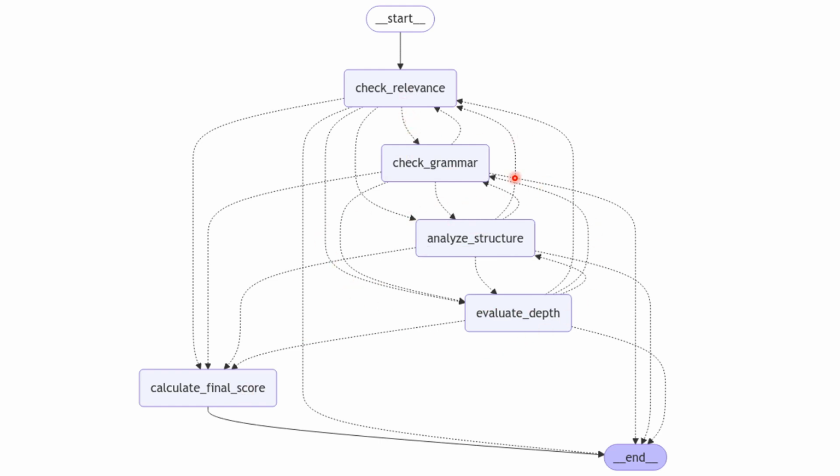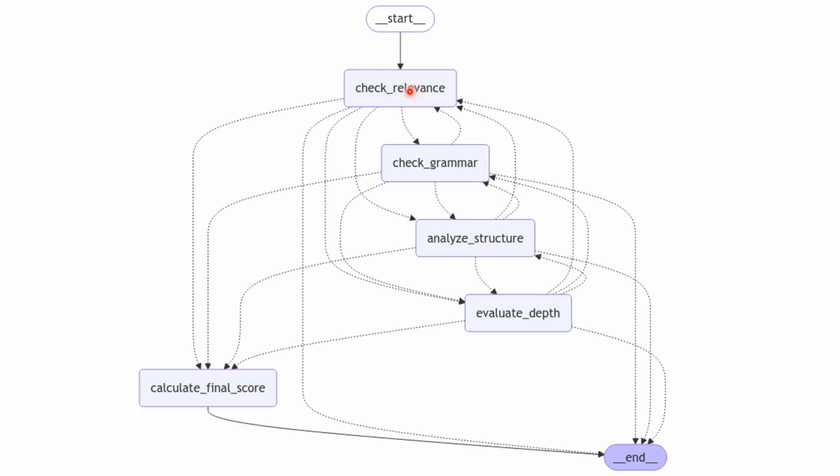You can see the start node starts from check relevance, then goes to check grammar, then analyze structure, then evaluate depth and the final score. After that, the final score goes to the end. But you can see that evaluate depth is connected to analyze structure, check grammar, as well as check relevance. That's why it will conditionally connect to each of them. That's why we chose this project, project number 2.